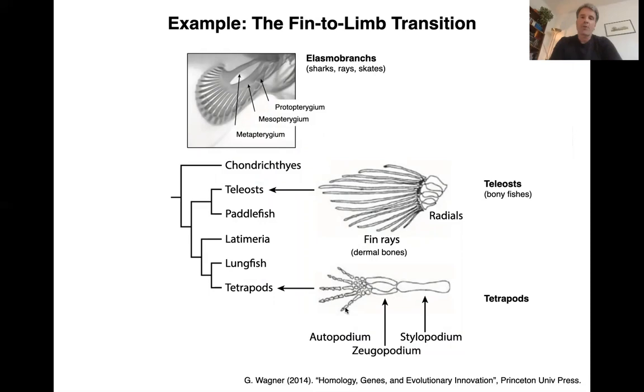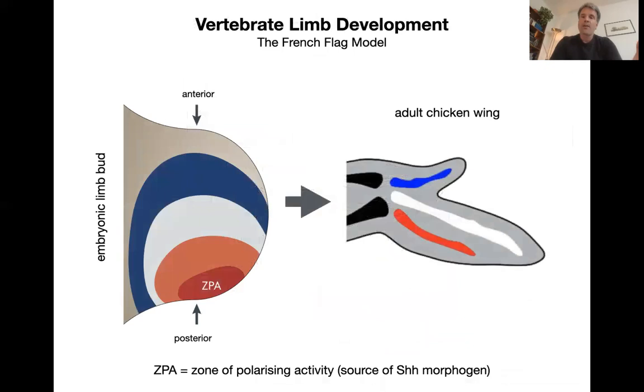Now, if you go further down the tree and look at the outgroup of both of these species, the chondrichthyes, the cartilaginous fish, also called elasmobranchs, that includes sharks, rays, and skates, but not chimeras. So basically you have different elements here: the anterior propterygium, mesopterygium, and a metapterygium. And you can show that these two different structures derive from different proximal structures, and then you get different distal structures in evolution. Now, the thing is that even in the shark, there are sort of conserved structures.